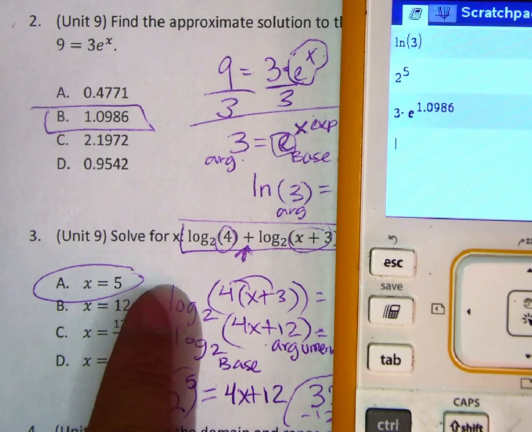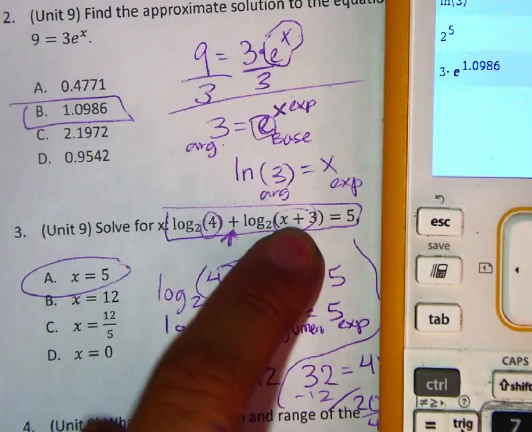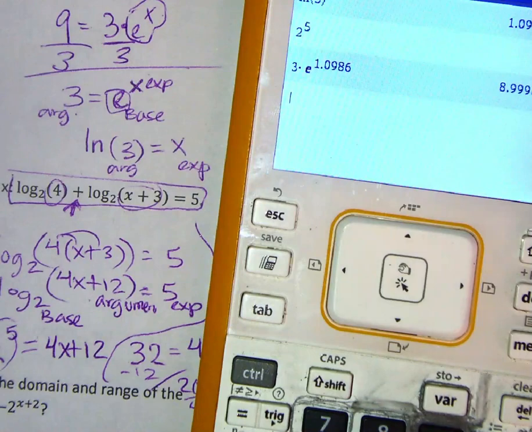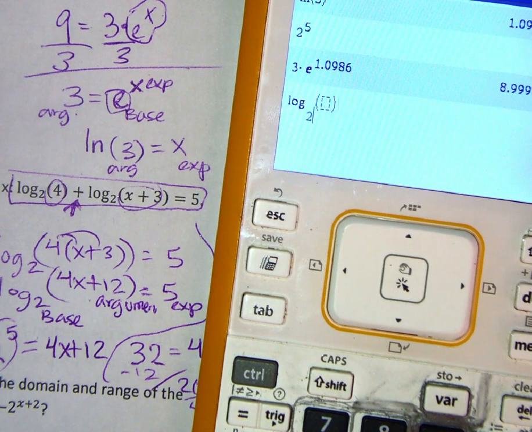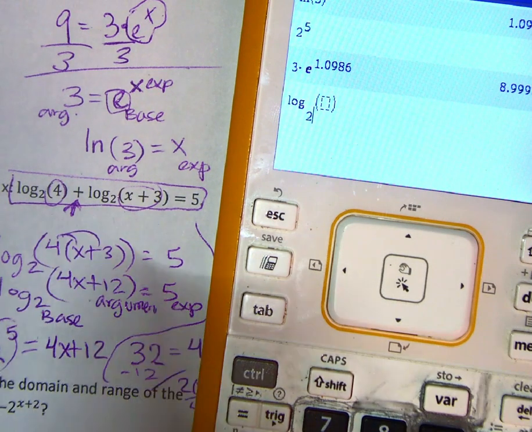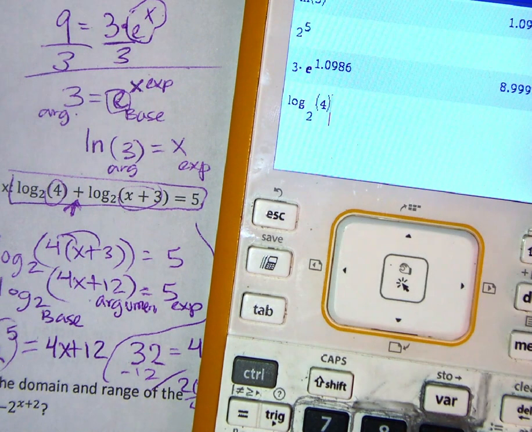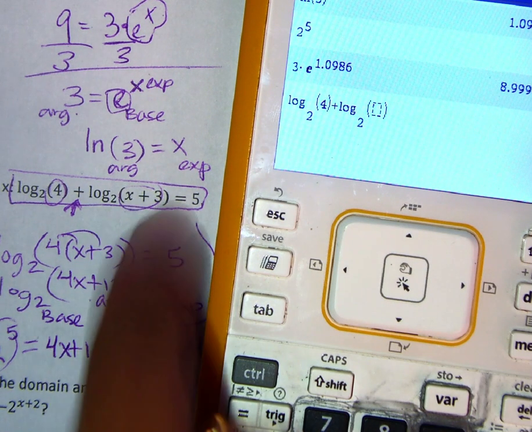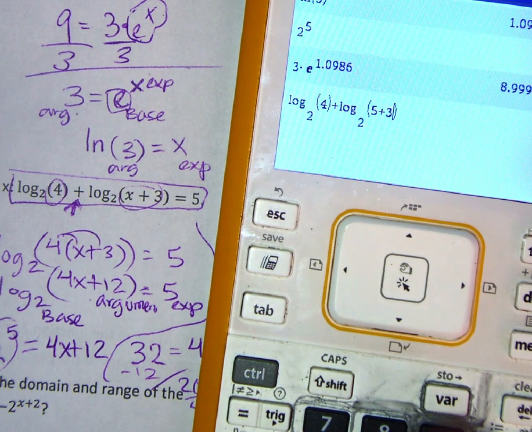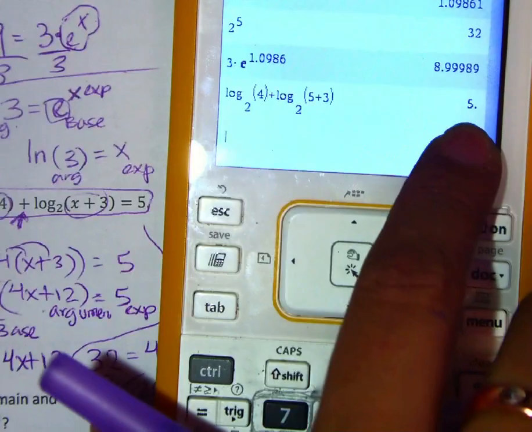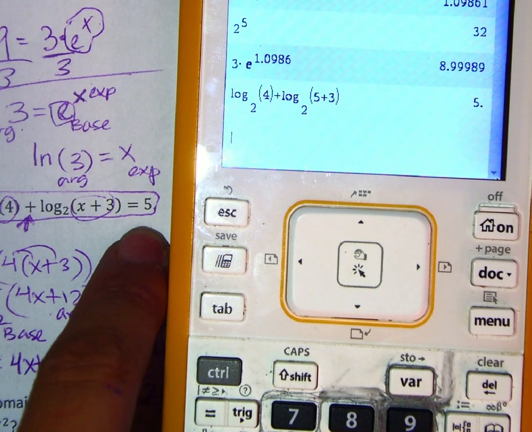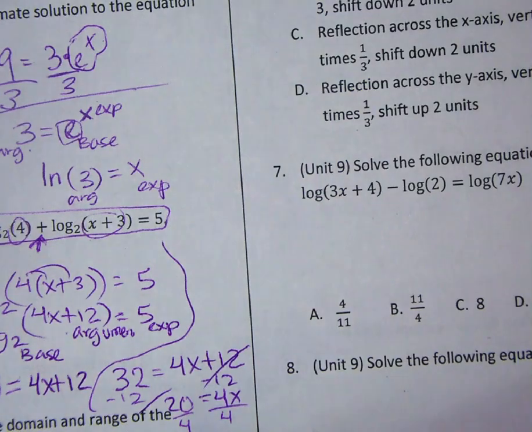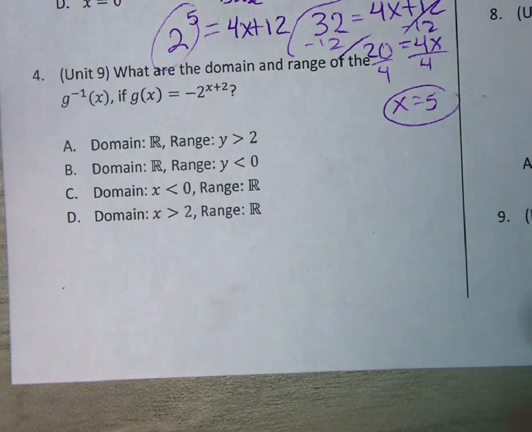On this one, should be an exact answer, so we're going to just put a 5 in the x right there, and we're going to write log base 2 with the argument of 4 plus log base 2, and then the x plus 3, so it's going to be 5 plus 3, and that should be equal to 5. So that confirms that the answer is correct. All right, let's move on to number 4.